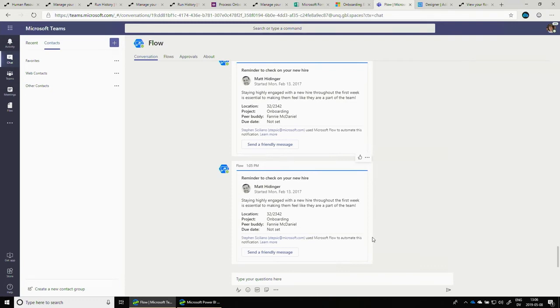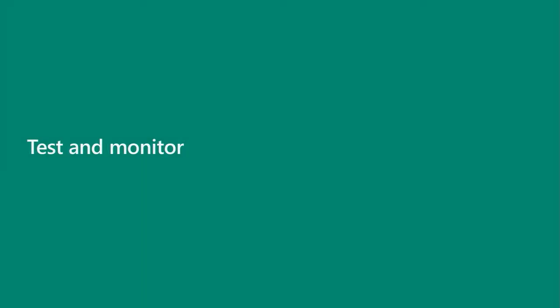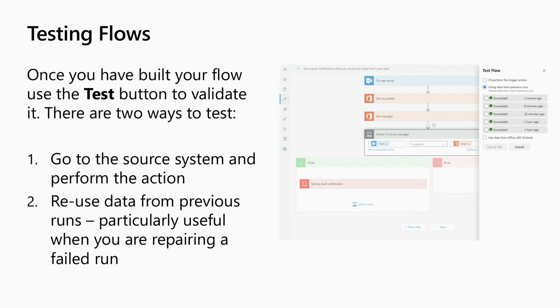So with that, I'm going to switch back to the slides and talk a little bit more about how to test and monitor your flows. So I already showed you the test button, but one of the other things that the test button can do is it gives you the capability to rerun the flow on previous iterations. So if something had gone wrong, for example, and I wanted to be able to replay those messages that went through the flow the first time, I could actually do that by using that test button and resubmitting that data from the previous iterations of the flow.